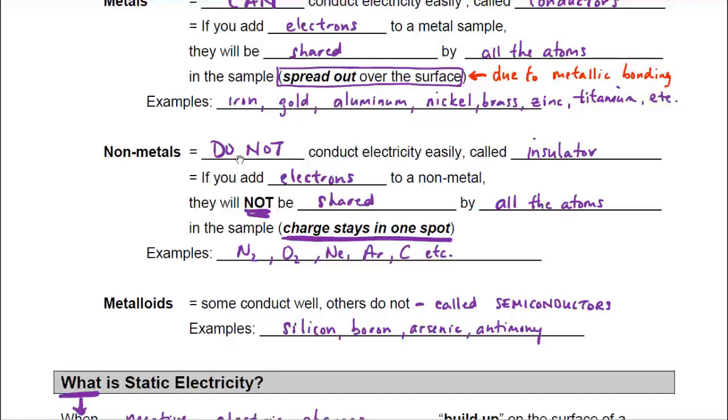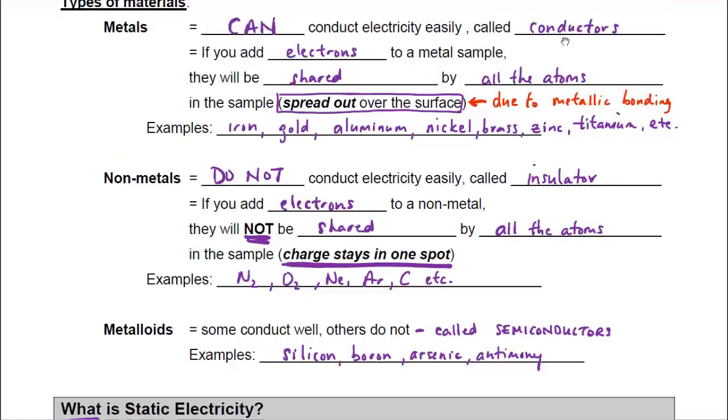Nonmetals, on the other hand, do not conduct electricity easily. If you were to put electricity into a nonmetal, you would more likely see it burn than you would see it actually transfer the electricity. That's why we call it an insulator. So you get conductors that allow electricity to pass, and you get insulators that prevent the electrons from moving. If you were to add electrons to a nonmetal, it would not be shared by all of the atoms. In fact, the charge would stay in one spot. It would not spread out over the entire object. Now, these are mostly gases here: nitrogen, oxygen, neon, argon. But you also get solids; something like carbon would be a solid nonmetal.